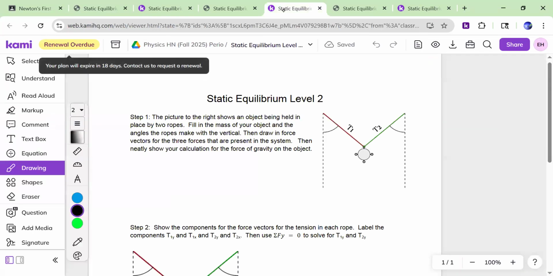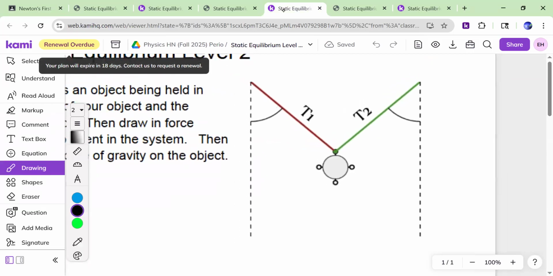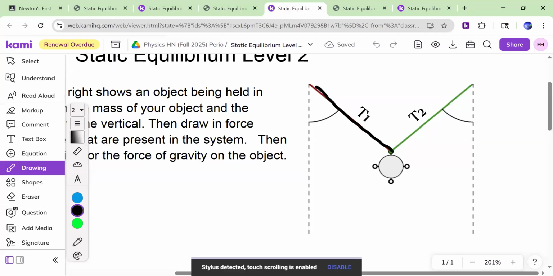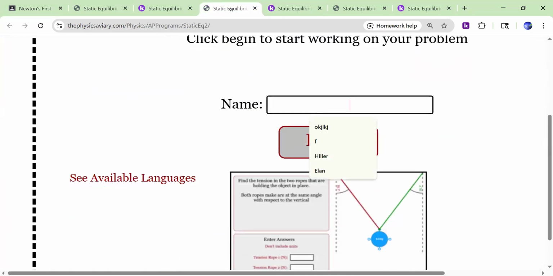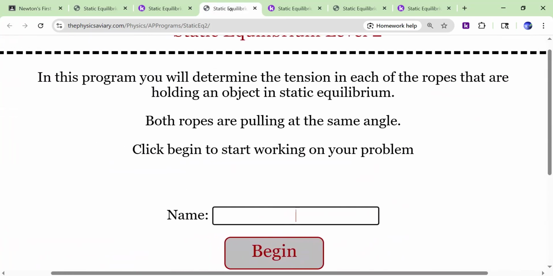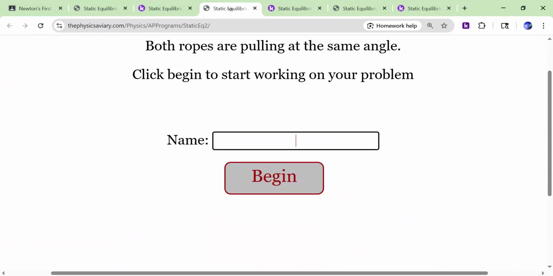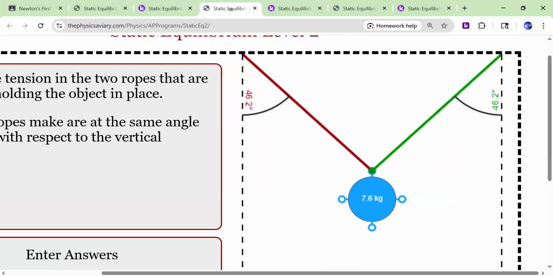In question number 2, you're going to have two tensions at angles. Tension 1 is pointing up and to the left like this. Tension 2 is pointing up and to the right like this. You'll be given these angles here, and you'll be given the mass, which we'll write down. Okay, so let's go to our program. Let's put in our value. Now, it does say that both ropes are pulling at the same angle. That's a pretty big hint. I'll tell you why in a second. Okay, so let's record our stuff. My mass is 7.6.